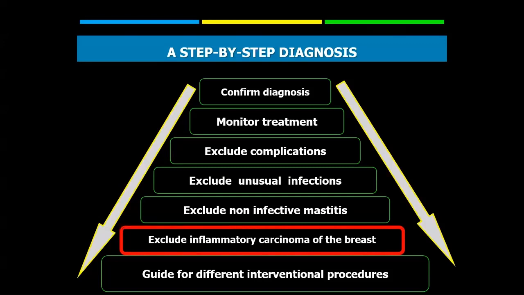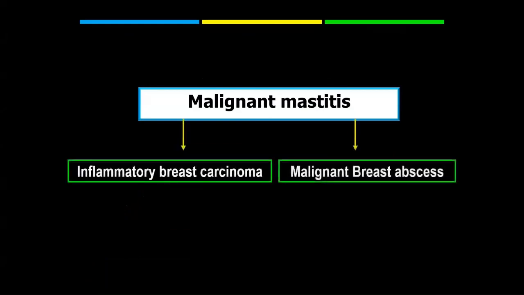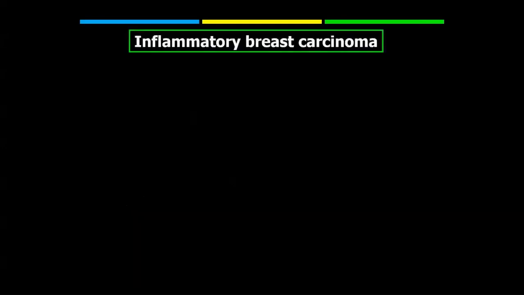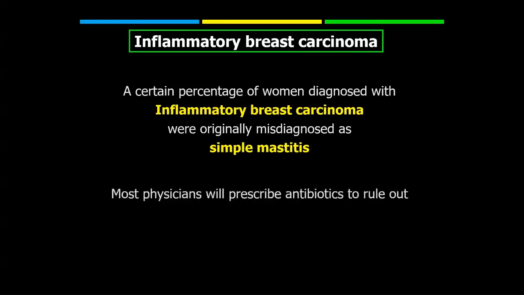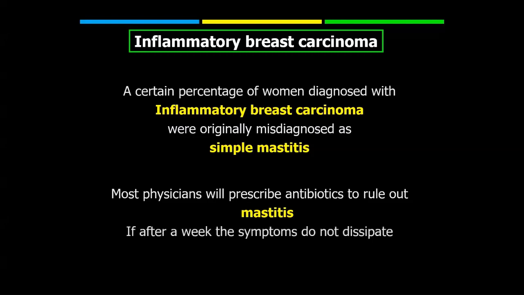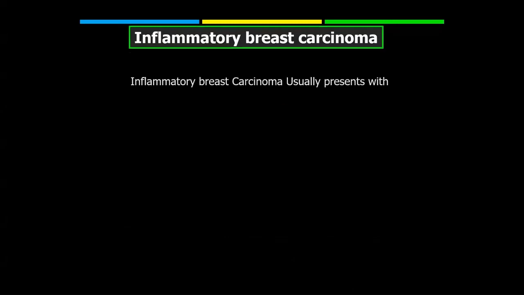And now we come to the most serious form of mastitis, and that is to exclude inflammatory carcinoma of the breast. Malignant mastitis of the breast includes the inflammatory breast carcinoma and the malignant breast abscess. In a certain percentage of women diagnosed with inflammatory breast carcinoma, they were originally diagnosed as simple mastitis. Most physicians will prescribe antibiotics to rule out mastitis. If after a week the symptoms do not dissipate, a biopsy should be performed.